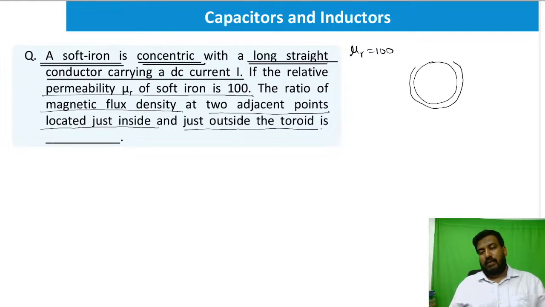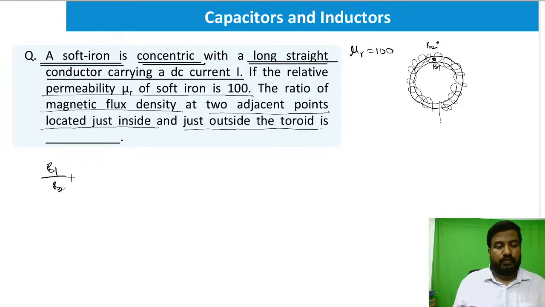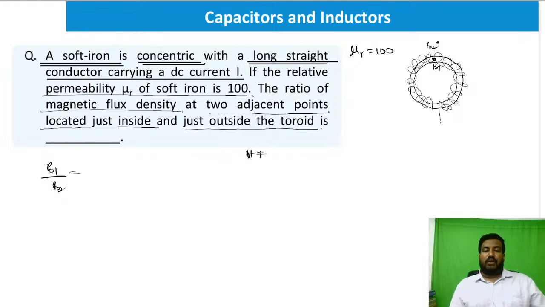If you consider a toroid, magnetic field point inside the toroid and outside the toroid, B1 by B2. We know for a toroid, magnetic field H is equal to Ni by 2 pi r. B is mu Ni by 2 pi r.